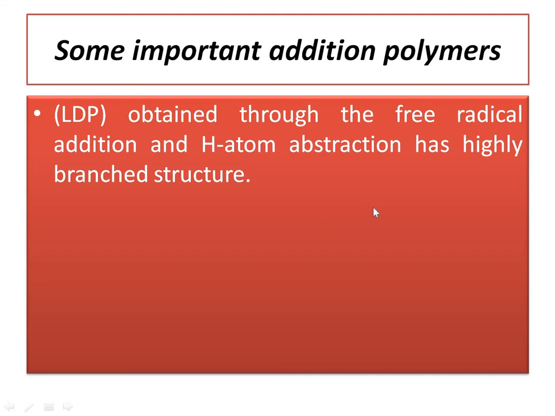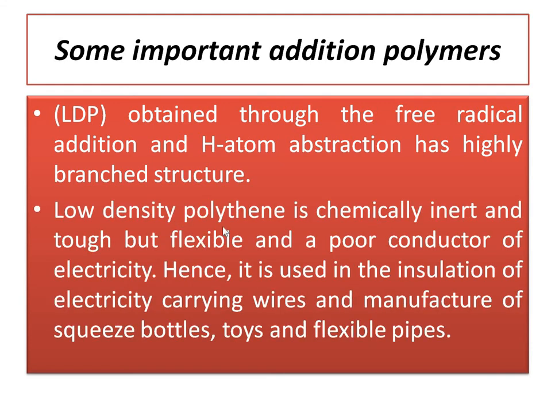Then LDPE is obtained through free radical addition, that is H atom abstraction. It has a highly branched structure. Low density polythene is chemically inert, tough but flexible, and a poor conductor of electricity. That's why it is used in the insulation of electricity carrying wires and in the manufacture of squeeze bottles, toys and flexible pipes.